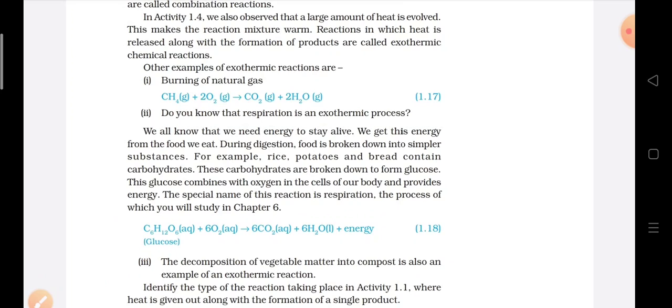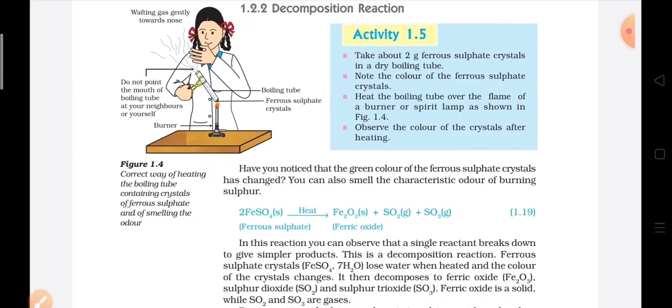Apart from that, respiration is also an exothermic reaction. Why? In respiration the glucose is oxidized inside the cell to produce carbon dioxide, water, and energy. Means basically they want to produce the energy, and the byproducts are carbon dioxide and water. Okay, so these kinds of reactions are known as exothermic reaction.